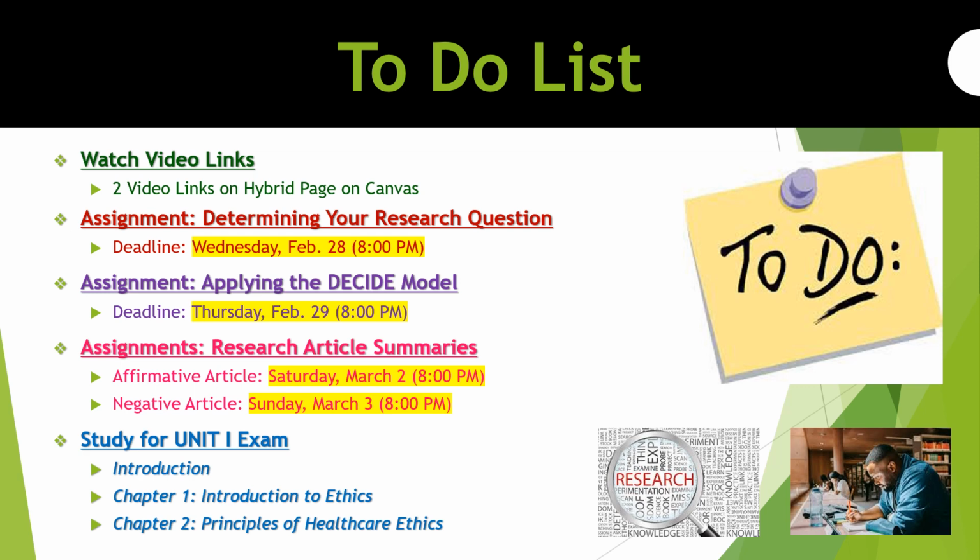Your assignments, research article summaries: the better job you do on that, the easier your research project becomes. Follow the outline on that. Do a good job getting good research. Make sure you do your APA format correctly. Make sure you use your actual research question. Your affirmative needs to answer the yes side and find real research. The negative needs to be the no side of your research question and use real research data. Those are due Saturday and Sunday. And then if you want, you can start studying for the Unit 1 exam.